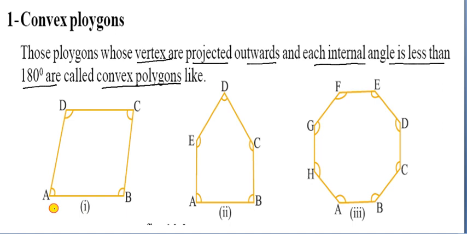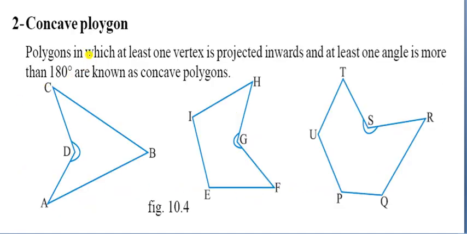So it is which one? Convex polygon. And in this you can see all the angles are less than 180 degrees. So that is a convex polygon, and it is also a convex polygon. Let us see the next one. Next one is this one.